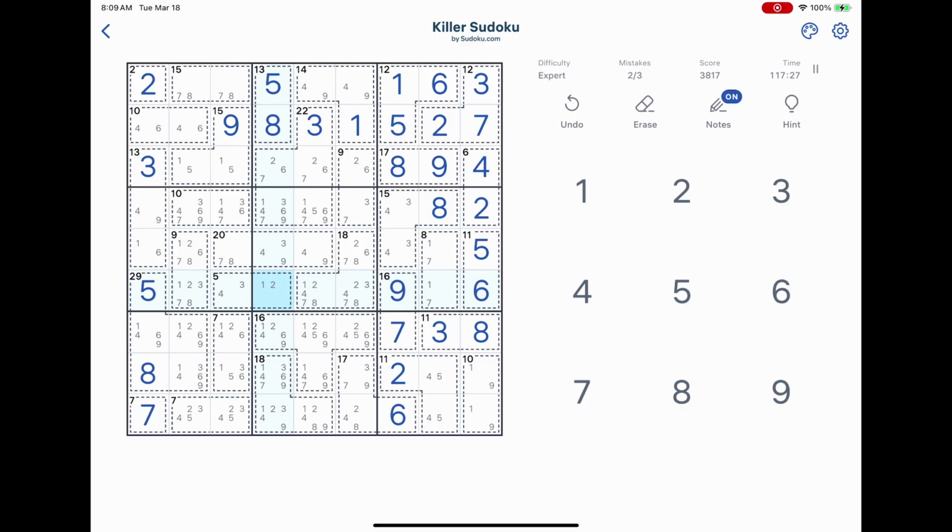This concludes lesson 8. In lesson 9, we'll introduce another new solving technique using the rule of 45 to solve the puzzle.